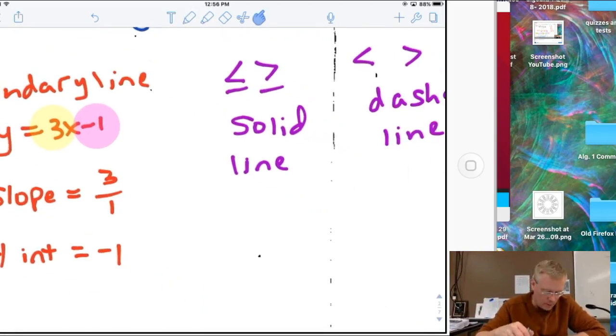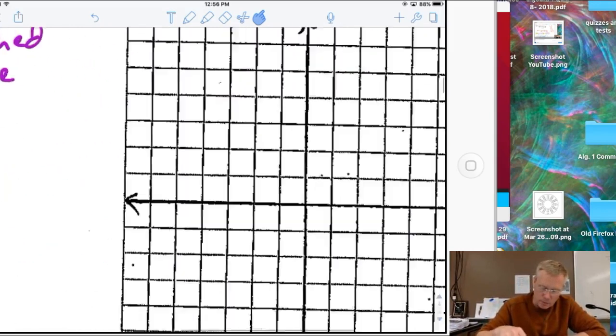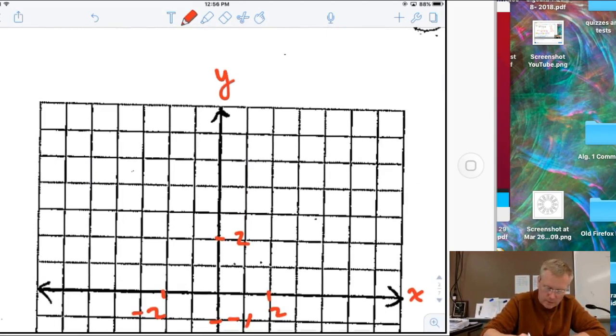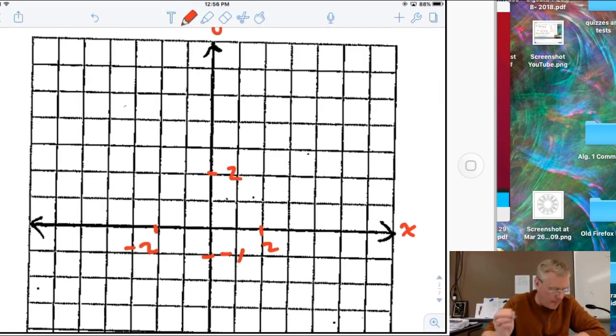And so let me graph that, y equals 3x minus 1. I'm going to go over to my graph here. This is negative 1, this is 2. Just mark off a couple of numbers here. It's negative 2. Here's my x-axis, here's my y-axis. So I'm going to start at the y-intercept, which is negative 1. Put a dot here.